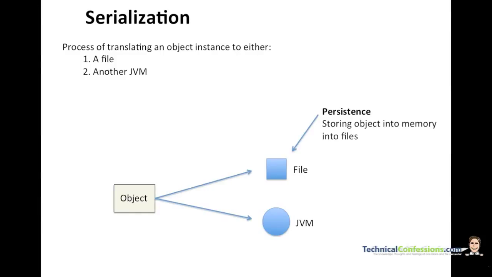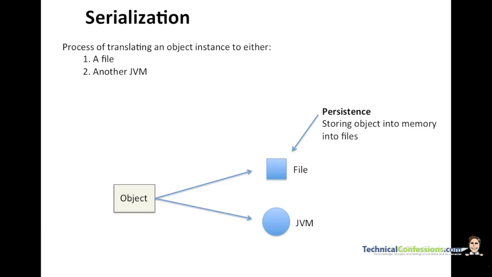Alright, so in this video I'm going to talk about the concept of serialization as part of the Java 7 package. To my understanding it's not changed since Java 6, but the definition of serialization, or serializing, is the process of translating an object into something else. So this could be either a file or another JVM instance.